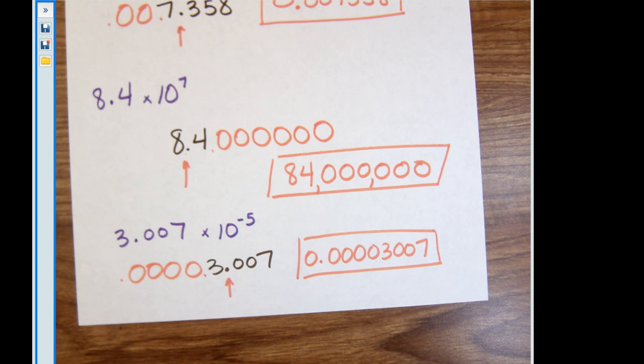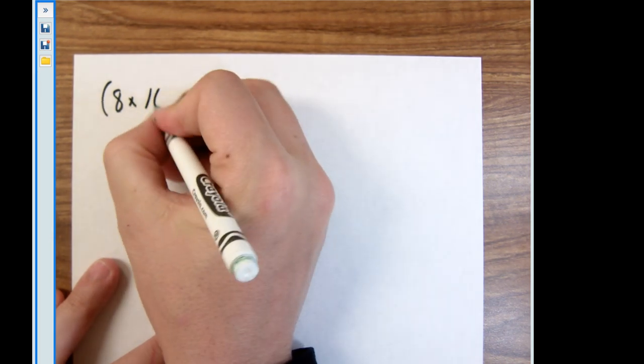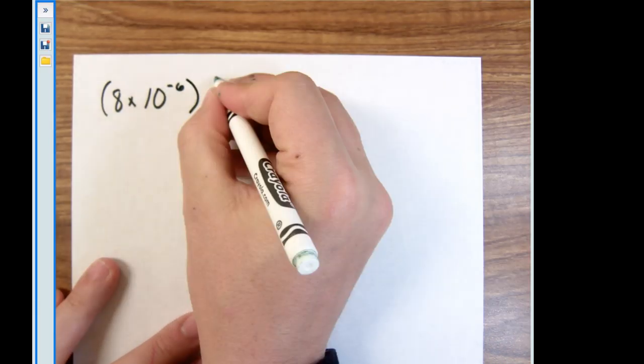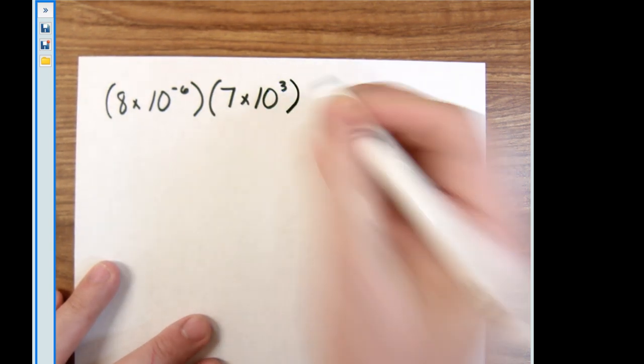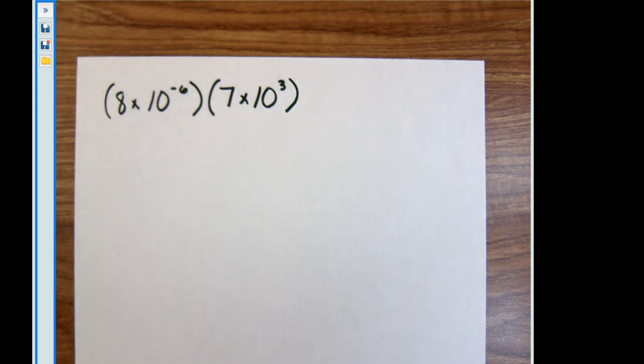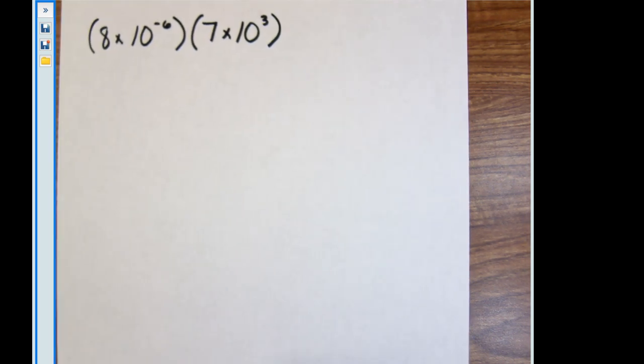Okay? So the last thing that we're going to talk about is how to do operations with scientific notation, meaning can you multiply and divide numbers that are written in scientific notation? Spoiler alert, yes you can. There's an example. Performing operations with scientific notation. I'm going to give you one multiplication one and one division one.